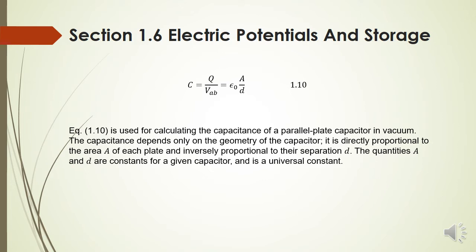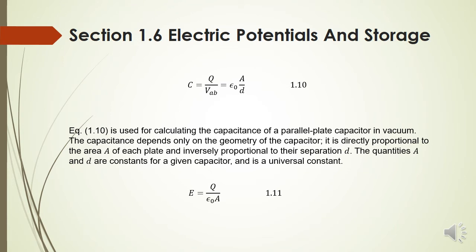Equation 1.10 is used for calculating the capacitance of a parallel plate capacitor in vacuum. The capacitance depends only on the geometry of the capacitor. Geometry is the area and its distance, okay? It is directly proportional to the area of each plate and inversely proportional to their separation D. The quantities A and D are constants for a given capacitor, and EO is a universal constant.